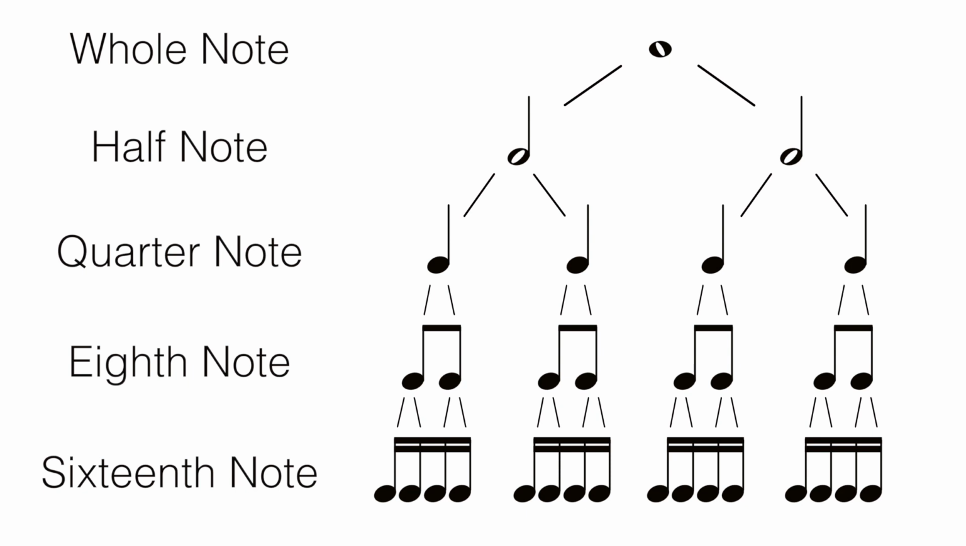So a half note is equal to half of a whole note, a quarter note is equal to half of a half note, or to 1/4 of a whole note, an eighth note is equal to half of a quarter note, or 1/4 of a half note, or 1/8 of a whole note, and a 16th note is equal to half of an eighth note, or a quarter of a quarter note, or an eighth of a half note, or a 16th of a whole note.